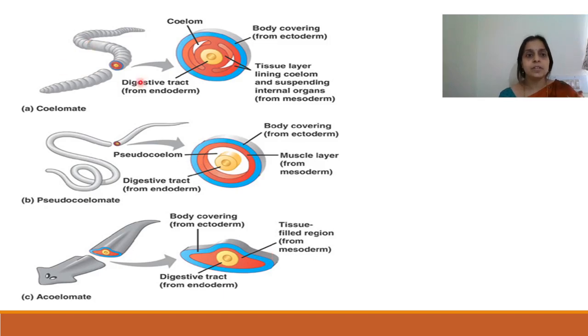So you can see over here, these are coelomates. You can see the coelom, the body cavity. And these are pseudocoelomates. The body cavity will be present, but it is filled with fluid. And acoelomates, they do not have a body cavity. So the coelom is absent.